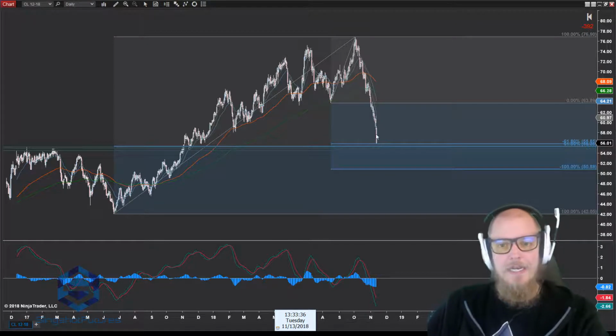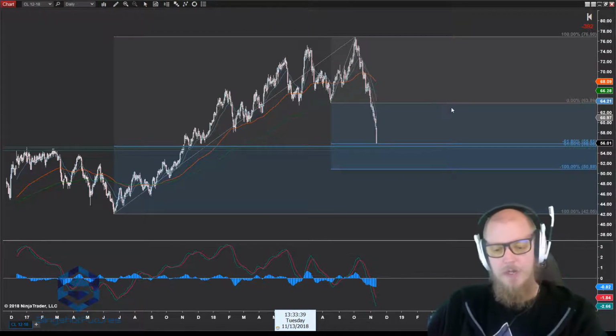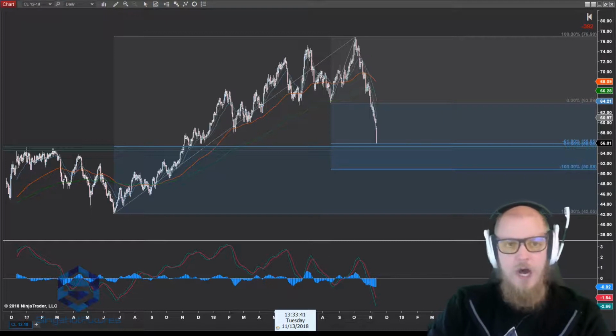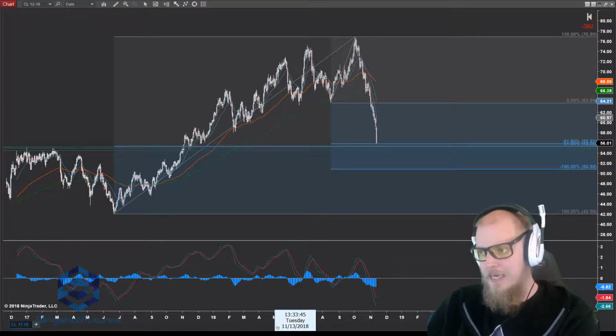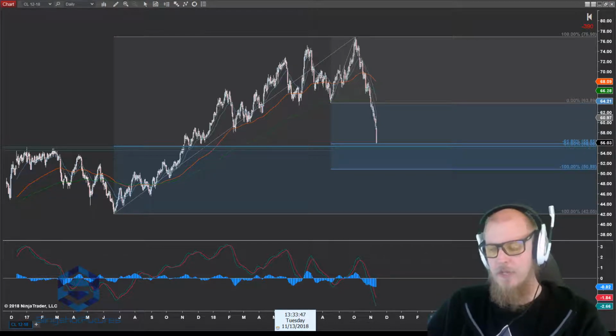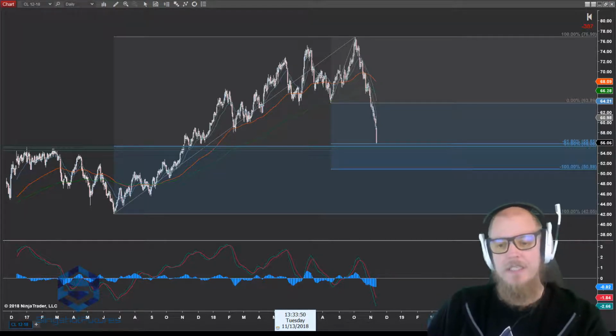Now, one of the very common indicators that we talked about pretty frequently when we're talking about markets being overdone or being overbought or oversold, as it were, is not the stochastic or any of those, but it's going to be the RSI and the CCI.